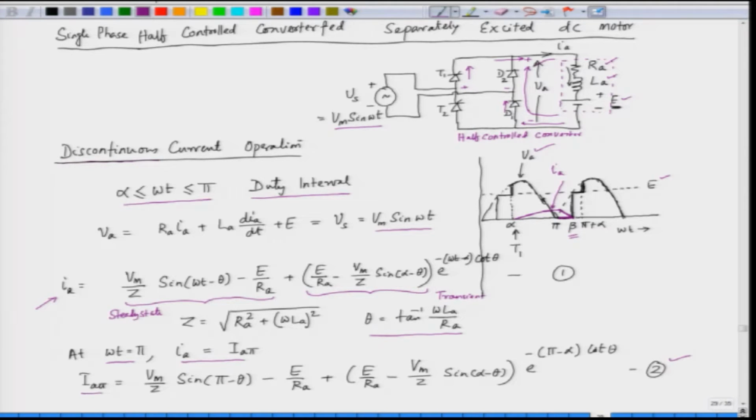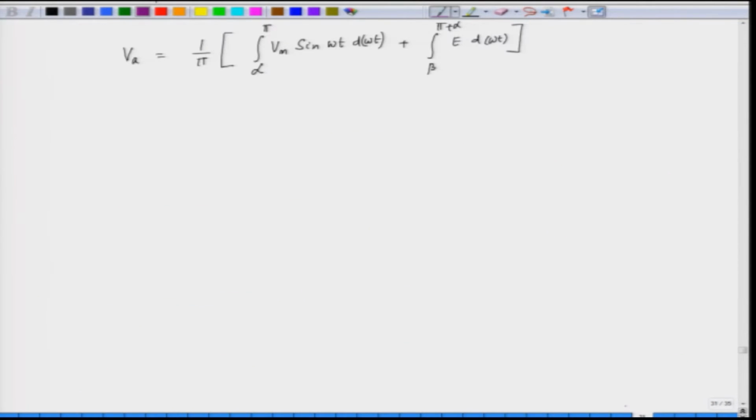Now, we have to integrate from alpha to pi and then from beta to pi plus alpha, because the voltage is 0 between pi to beta. So, the armature voltage is 0 because there is a freewheeling here, the freewheeling is taking place here. So, between pi to beta the voltage is 0. So, we do not have to integrate. So, integration is basically from alpha to pi and then beta to pi plus alpha. So, this we will see here.